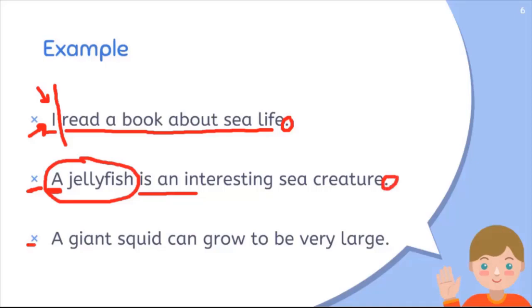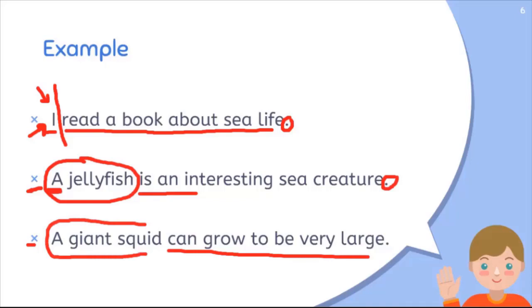The third sentence: a giant squid can grow to be very large. Who can grow to be very large? Who are we talking about in this sentence? We're talking about a giant squid. So a giant squid is the subject and the other part is the predicate. So here I have the 2 parts of the sentence. This sentence conveys a complete thought.